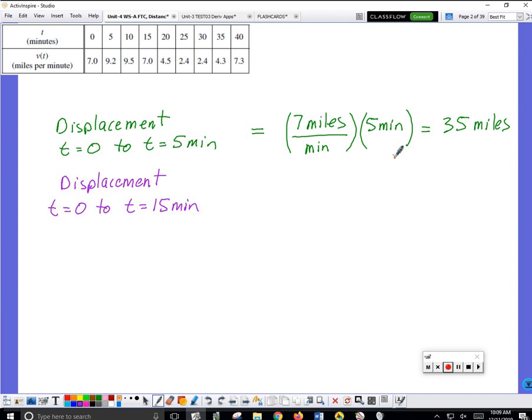Just give us a point, so at 5 minutes, it's 35 miles. Because we have the velocity, which is 7 miles a minute, times 5 minutes, that gives us a point, so we know at 5 minutes, it's 35 miles from the origin.